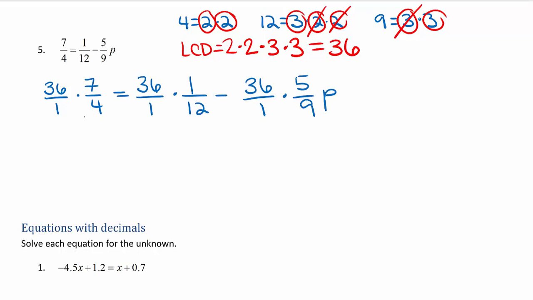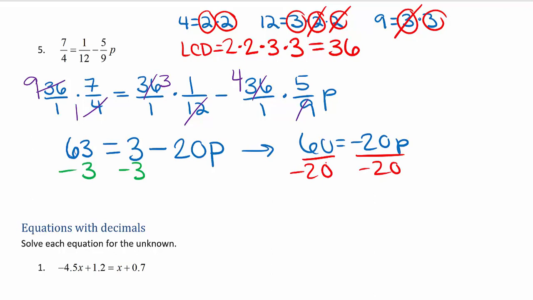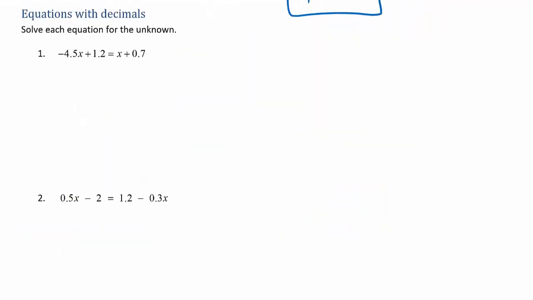Denominators should cancel out. 36 divided by 4 is 9. 9 times 7 is 63. 36 divided by 12 is 3. And 36 divided by 9 is 4, so minus 20p. So to solve, I'm going to get the p by itself. I'm going to subtract 3. 60 equals negative 20p. We can finish by dividing both sides by negative 20, and my final answer is p equals negative 3.